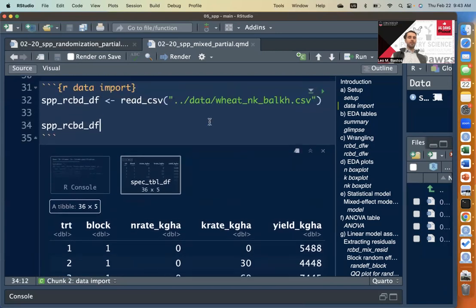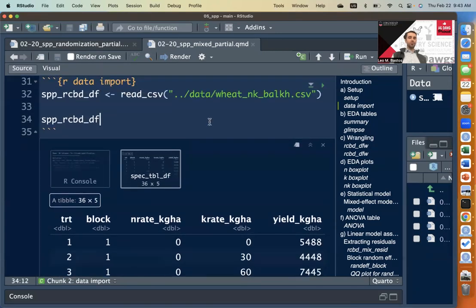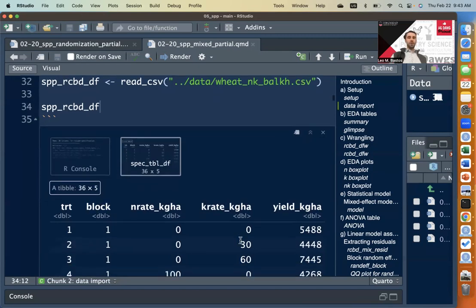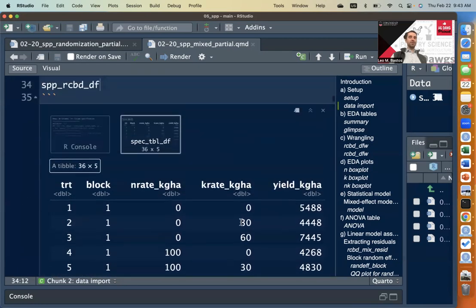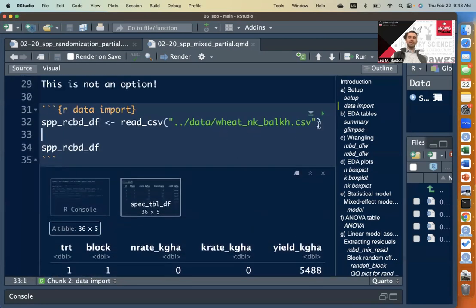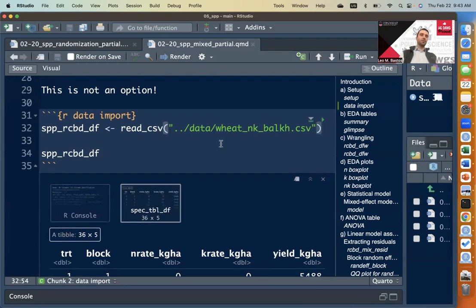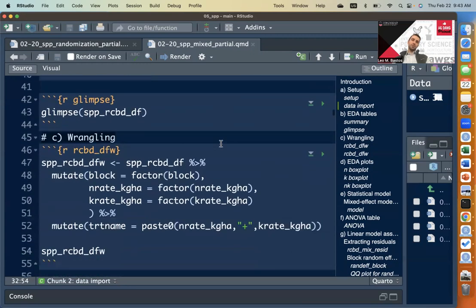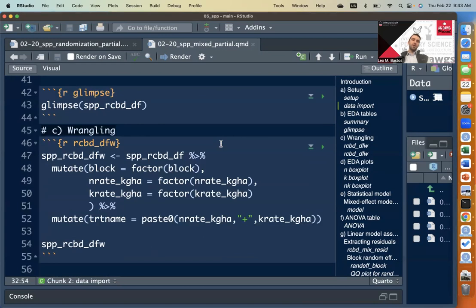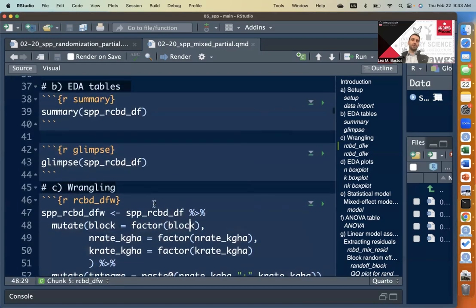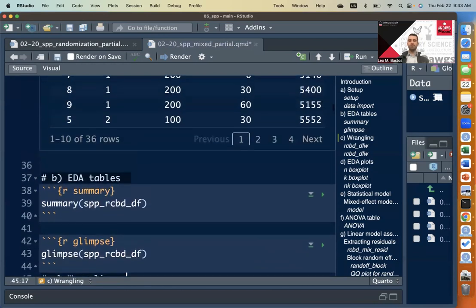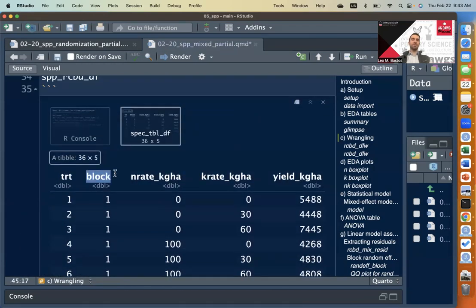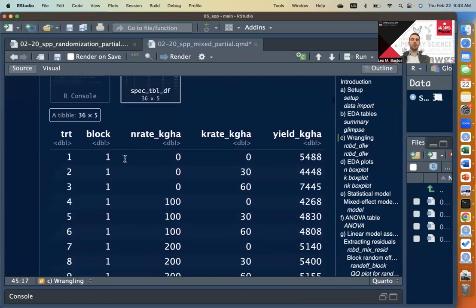Actually, let me ask you this. When you read this in, do you have block or do you have rep? Rep, okay. So maybe I did this in a wrangling step that I did not include here. So in your case, let's just do a very quick wrangling. Well, we can actually leave that until we get to the wrangling chunk. So for now, it's okay for you to have rep and I have block, but that should be the only difference. Everything else should be the same.